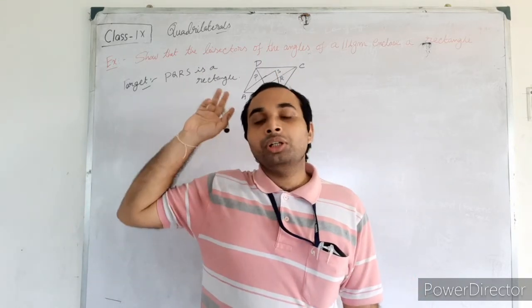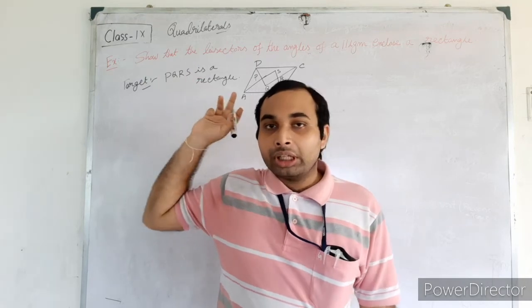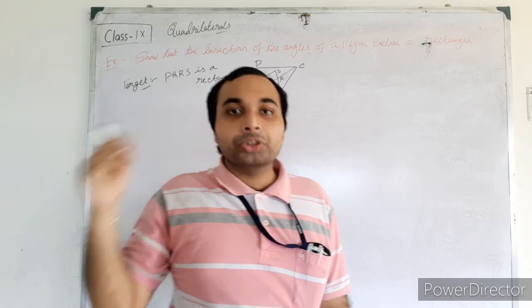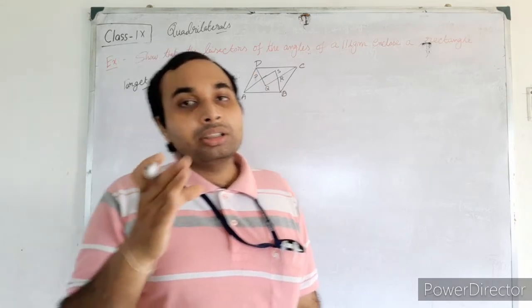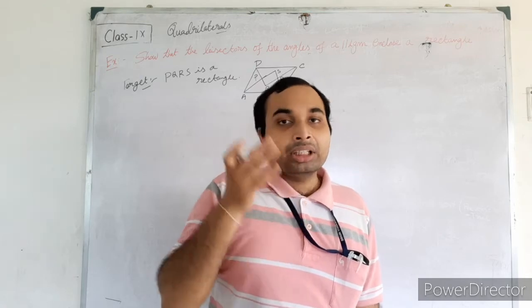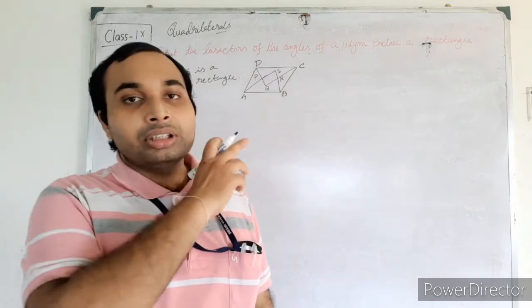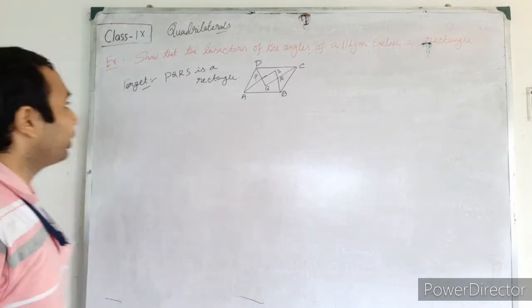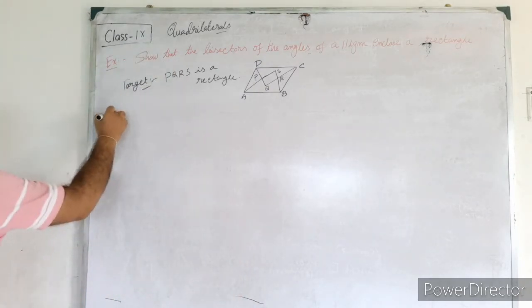Now first of all we will try to prove that PQRS is a parallelogram. Whenever we can prove that it is a parallelogram, then we just have to prove that any one angle is 90 degrees, and then we can say that this parallelogram is a rectangle. So students, let's start the proof here. So proof.